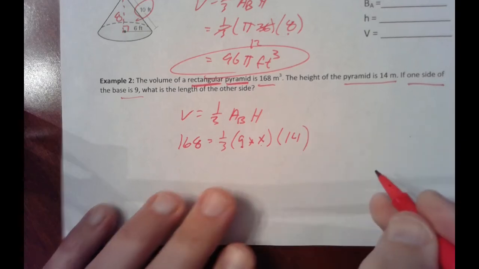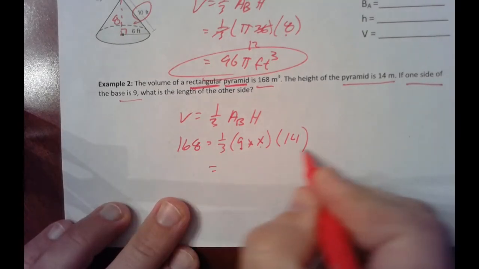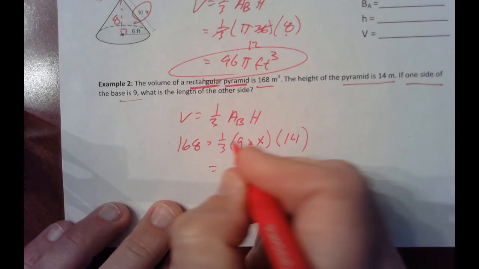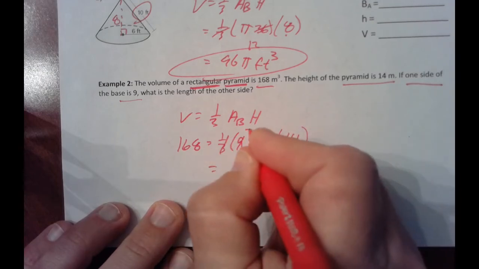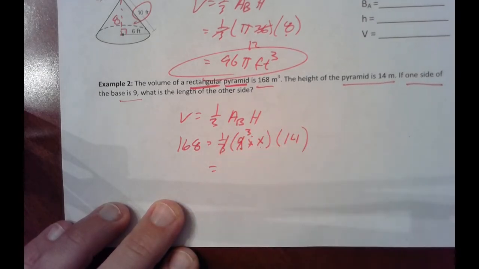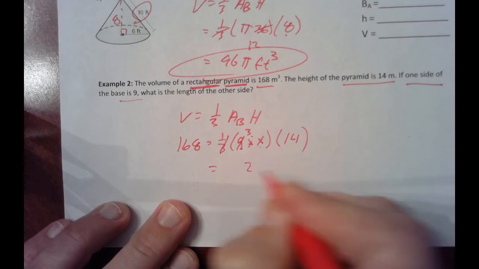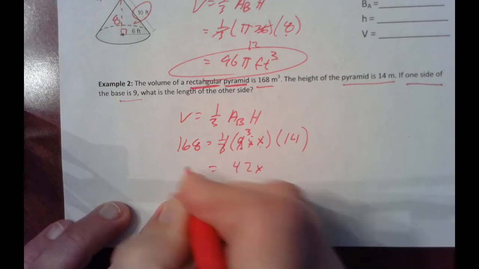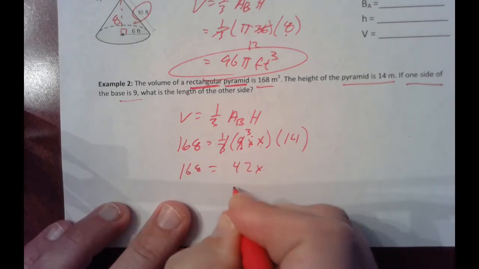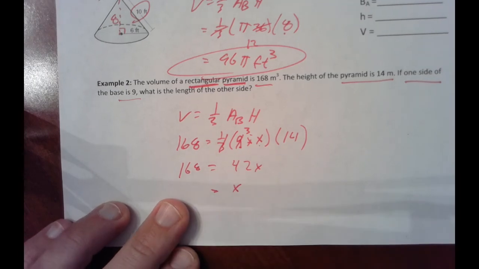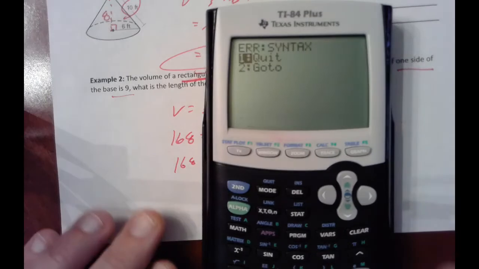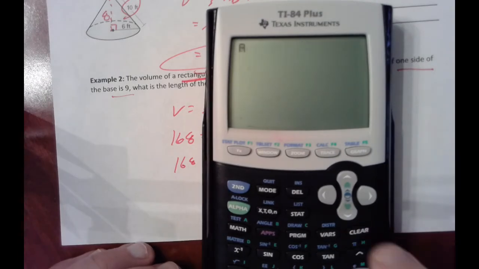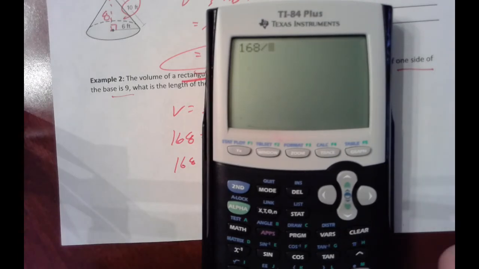So this is all multiplication. You can multiply in any order you want. So 1/3 of 9 is really a 3. 3 times 14 is 42. So I got 42x is 168. Divide by 42, divide by 42. 168 divided by 42. 4.